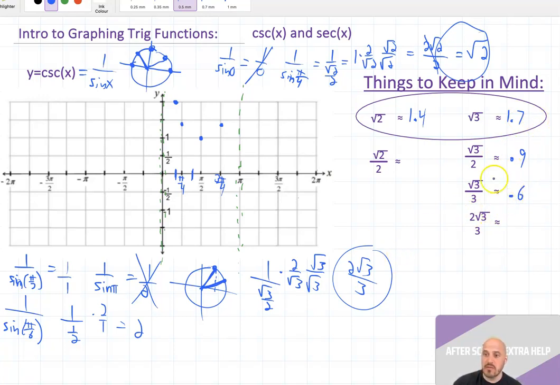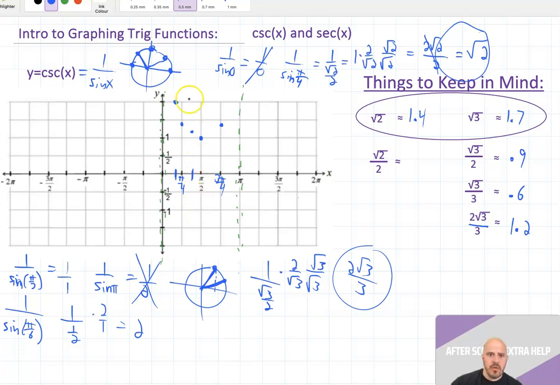Let's multiply by 2. Oops, I lost my little division bar here. 0.6 times 2 is 1.2, right? So this is about 1.2, let's call it. All right, so I have root 3, I'm at 1.2. Where's that? Somewhere over here.